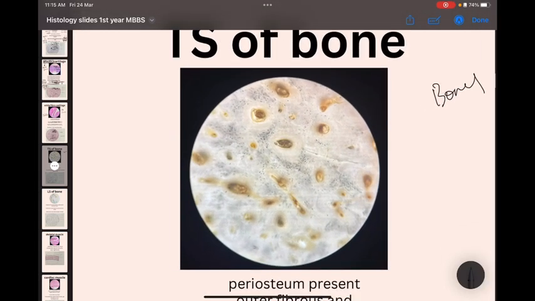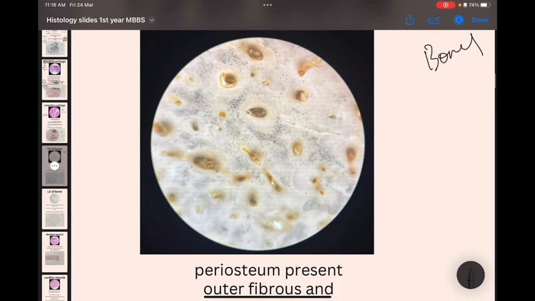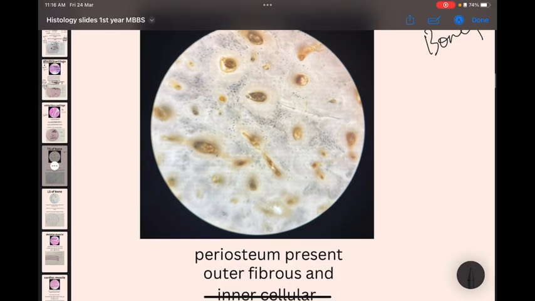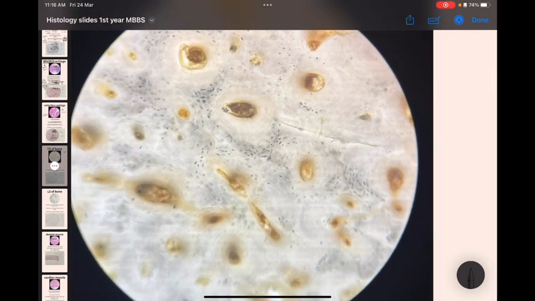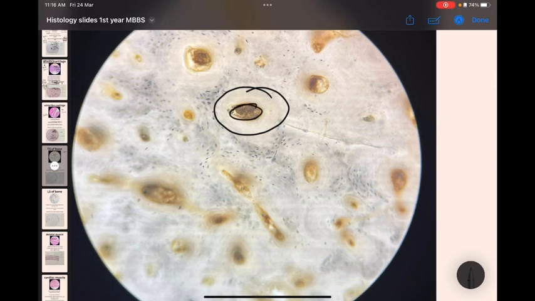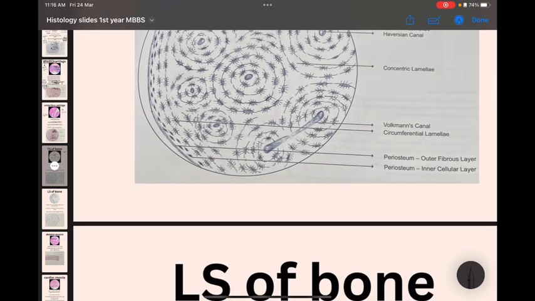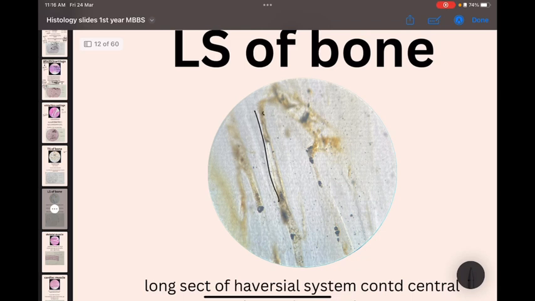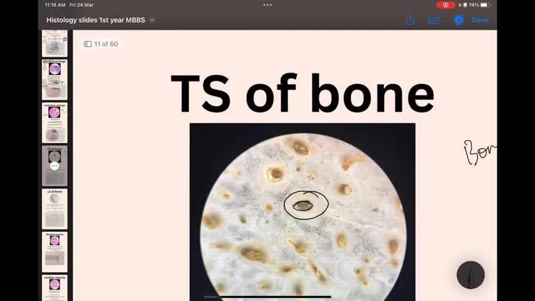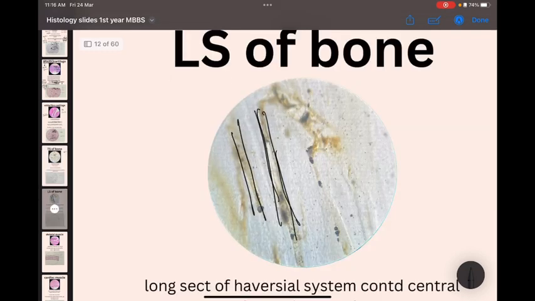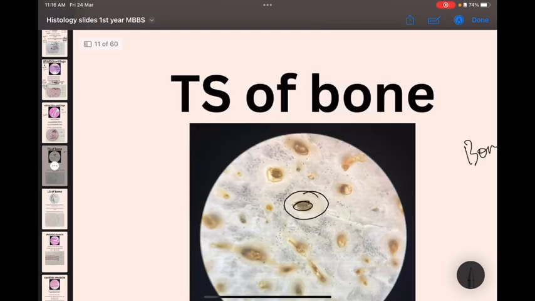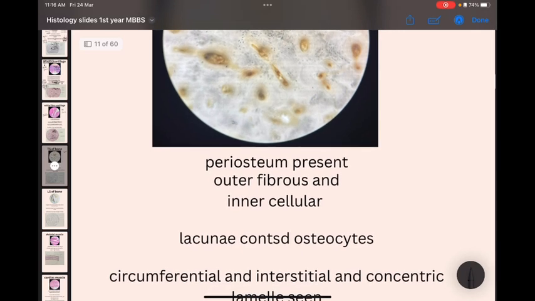Coming to TS of bone. This is how the TS of bone slide is, okay? This is a transverse section. Now coming to LS, this is how longitudinal sections of bone look. Done. Transverse, and LS or longitudinal. In the TS of bone, periosteum is present. Again, as I told, periosteum is present, outer fibrous, inner cellular, same.